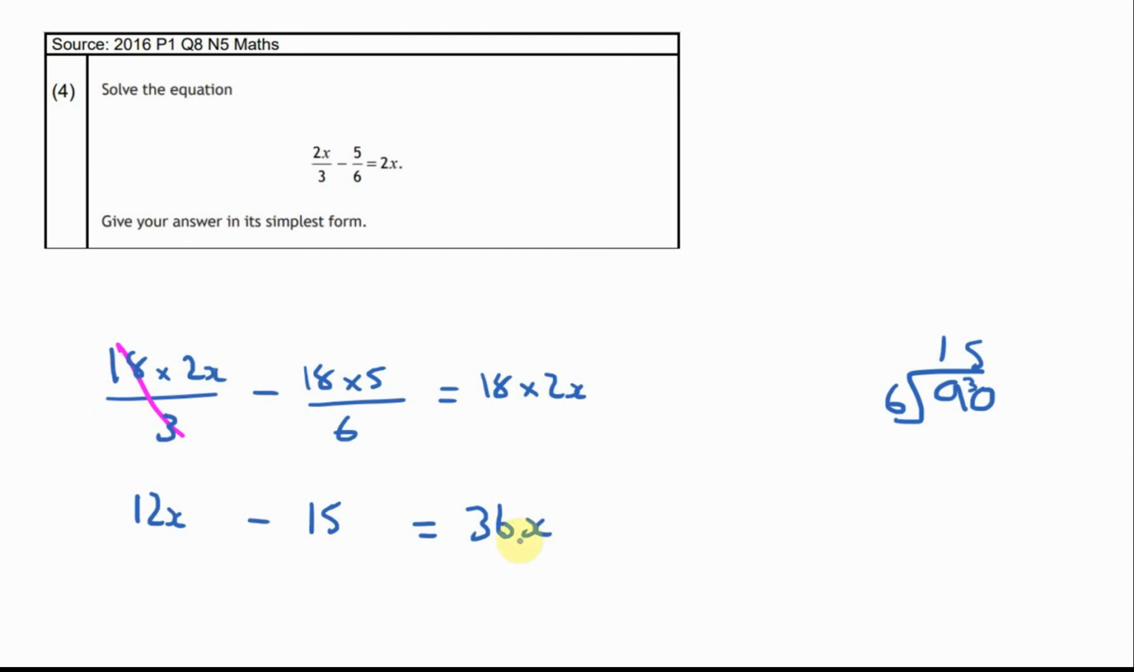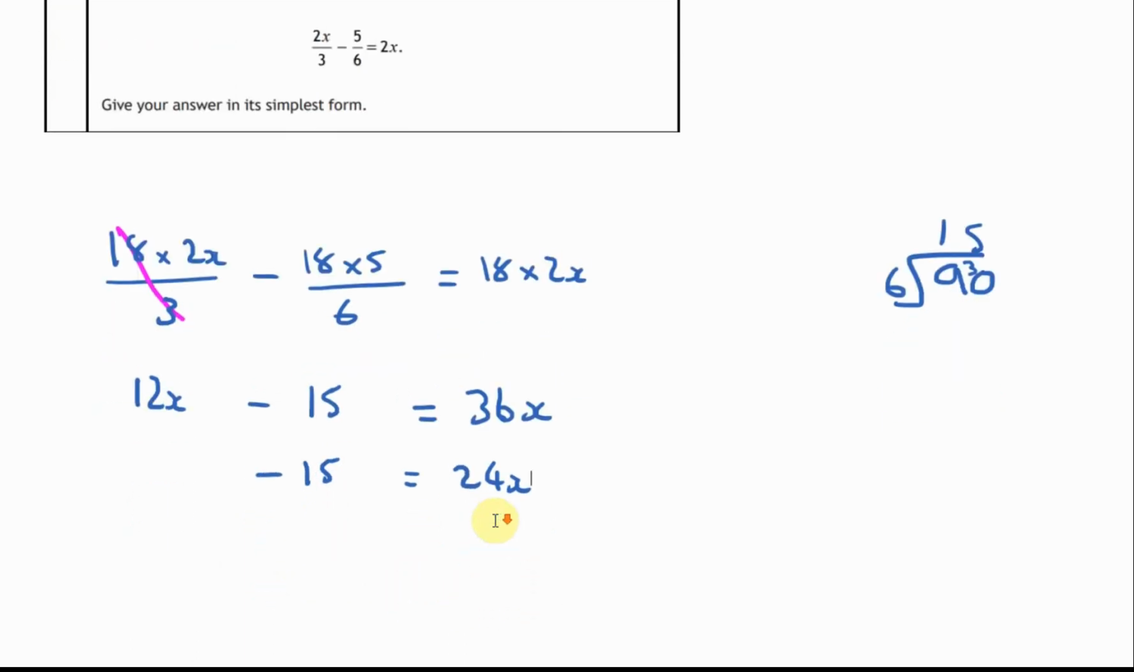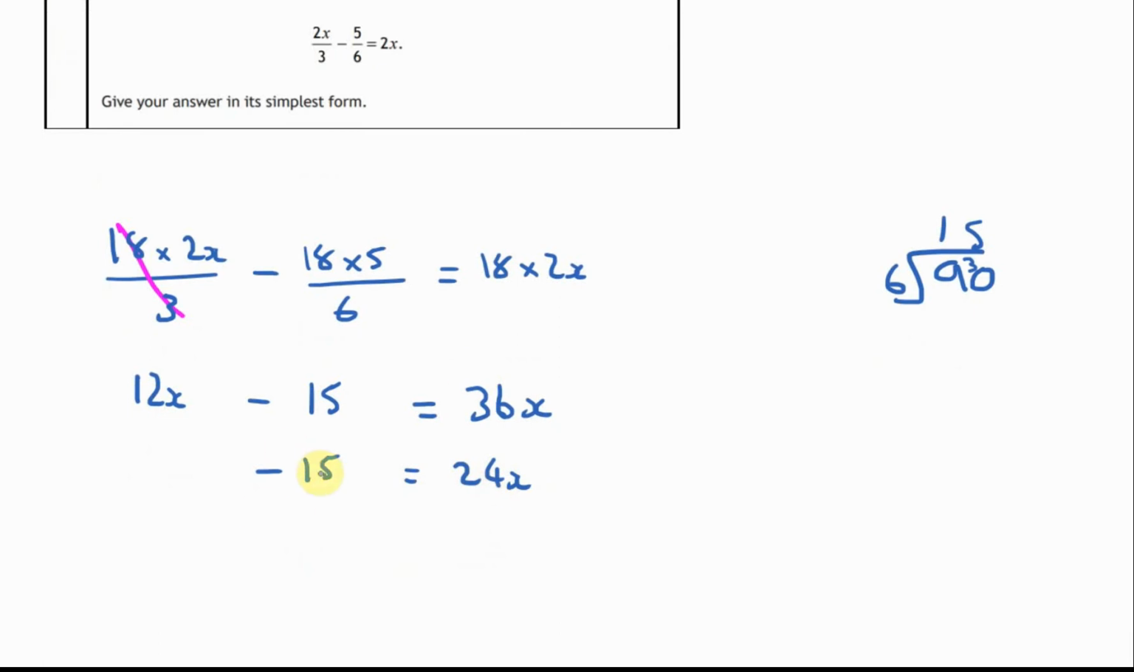Same as last time, let's get x's to one side, numbers to the other. I would take away 12x from both sides. So I've got negative 15 is going to be equal to 24x. And then I want to get rid of the 24, so I'll say negative 15 divided by 24 is equal to x. Simple as that.